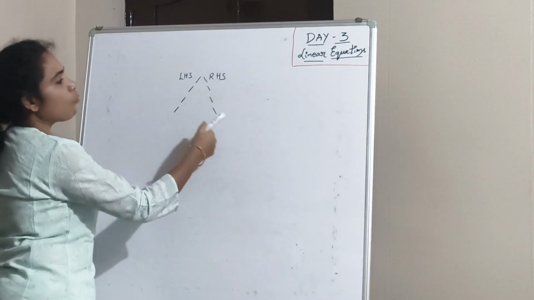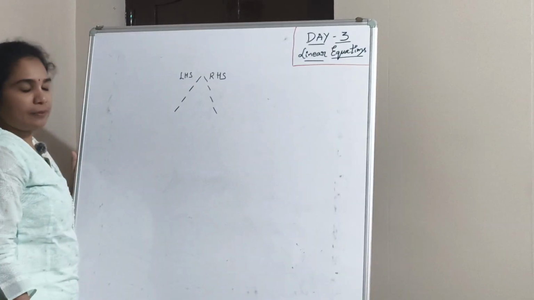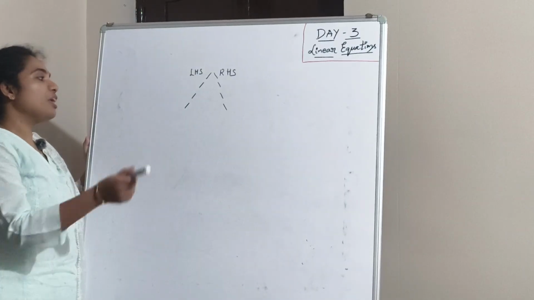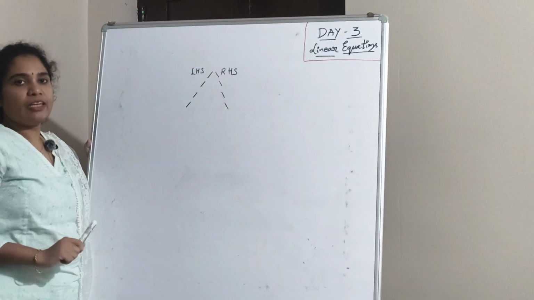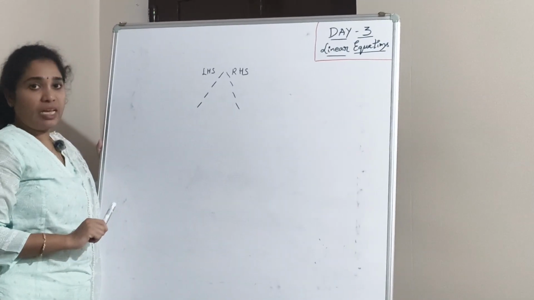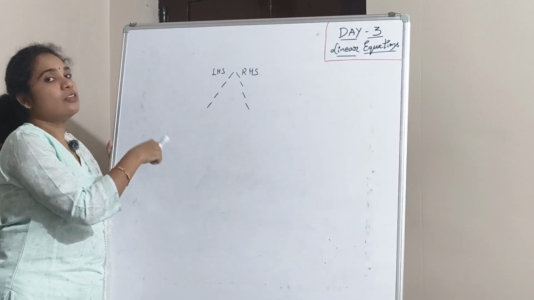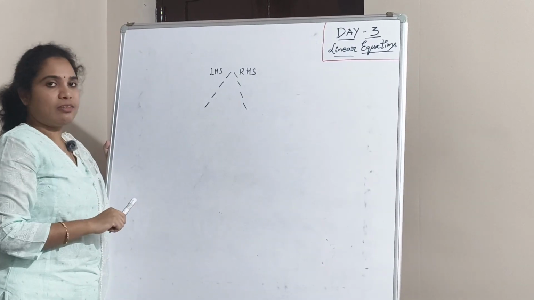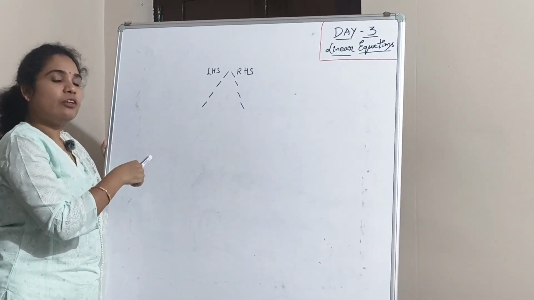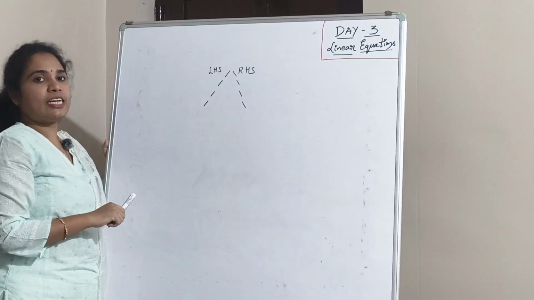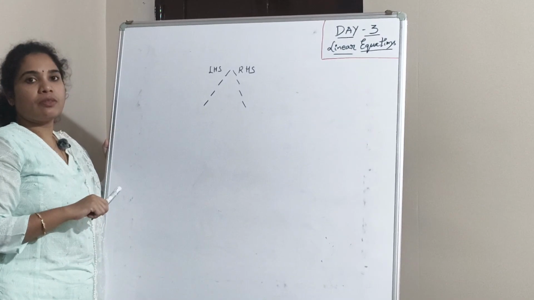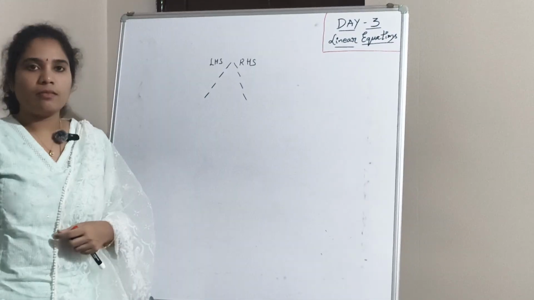What we do on the left hand side, we do the same on the right hand side. In an equation, if we add something on the left hand side, we have to add the same thing on the right hand side also. If we subtract on the left hand side, do the same action on the right hand side also. If we multiply here, multiply there. If we divide, we will do the division on the right hand side also. In that way, the equation will be correct.